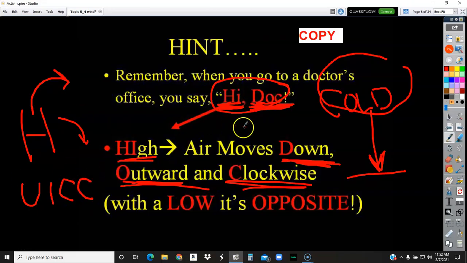So high dock, down, out, clockwise. Just keep saying that to yourself and repeating it in your head till it sticks. High pressure, high dock, down, out, clockwise. Good.